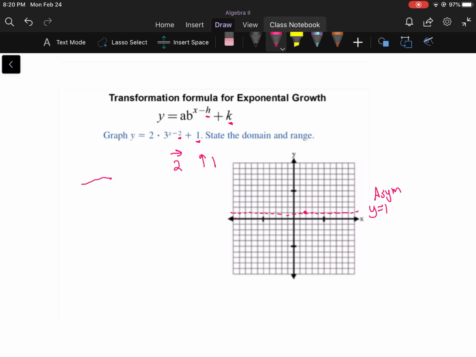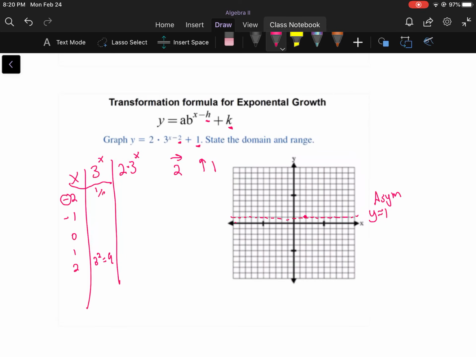And I'll set up a table for the parent function of 3^x. And eventually I'll take those values and multiply them by a 2. But I'll put in a -2, -1, 0, 1, and 2. And I'm actually going to start down here because 3 squared is 9. Well, the only difference between a -2 and a +2 is reciprocal. So that's 1/9. Okay, 3 to the first power is 3. So this one's going to be 1/3.